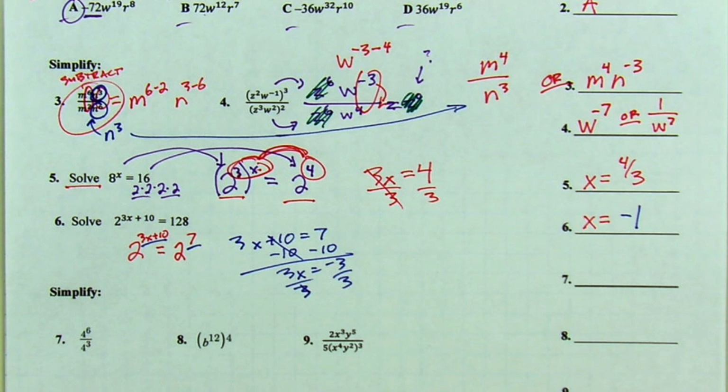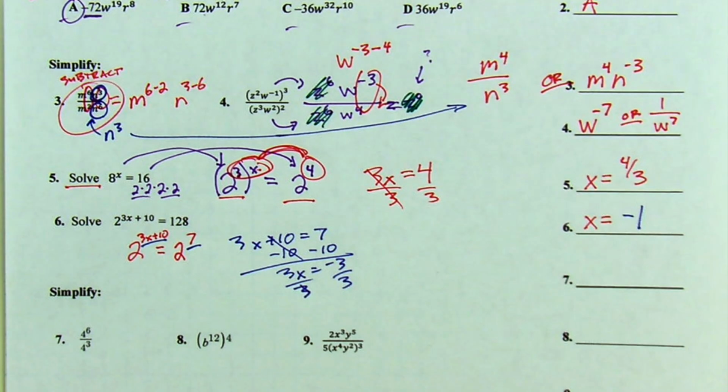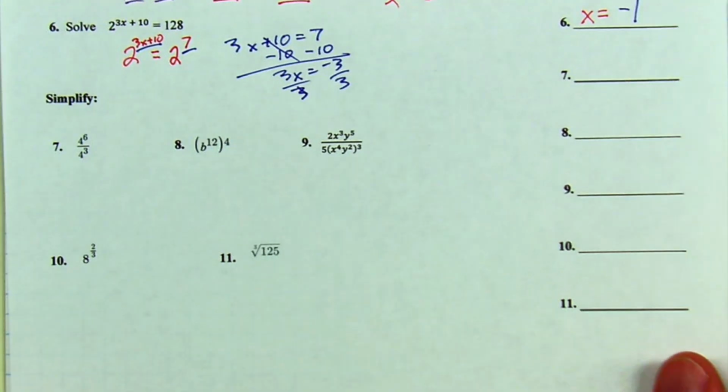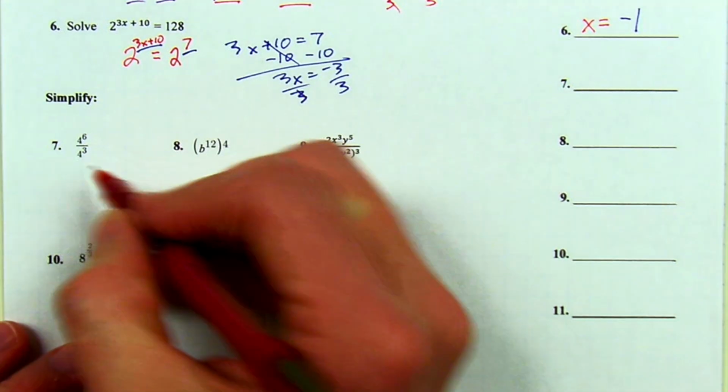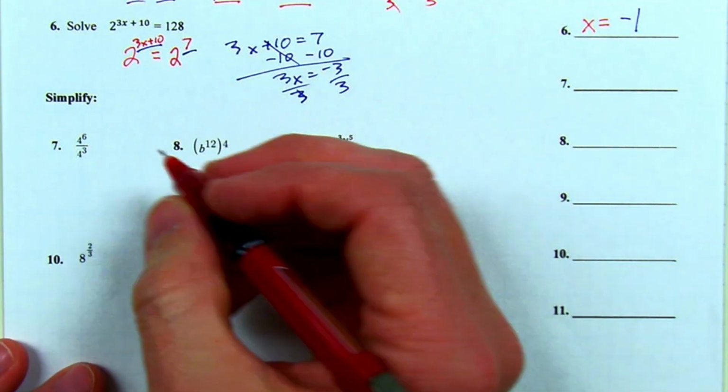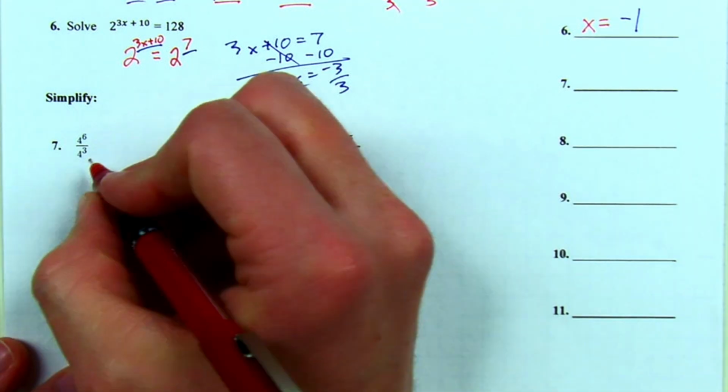Number 7. All right, number 7, we've got 4 to the 6th and 4 to the 3rd. Just like one of our problems up above, we can match and scratch if we want to.